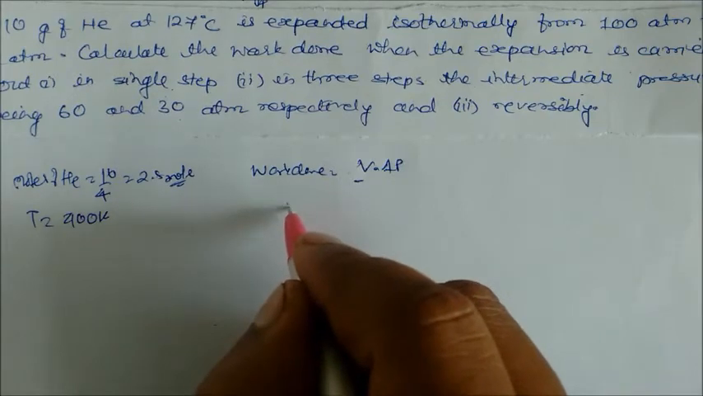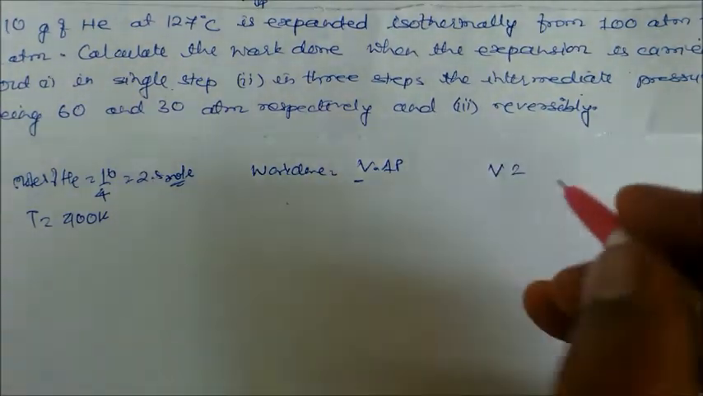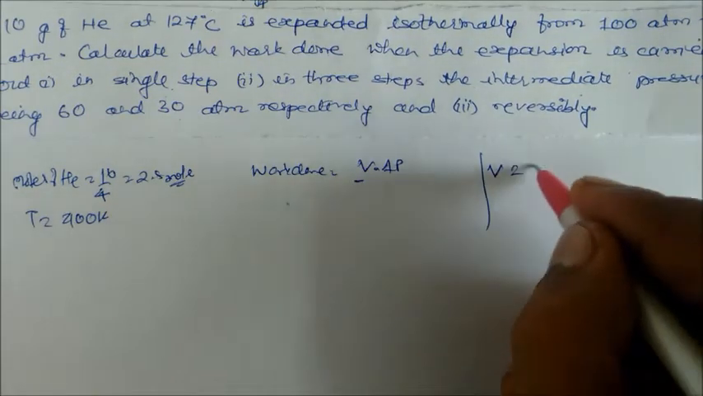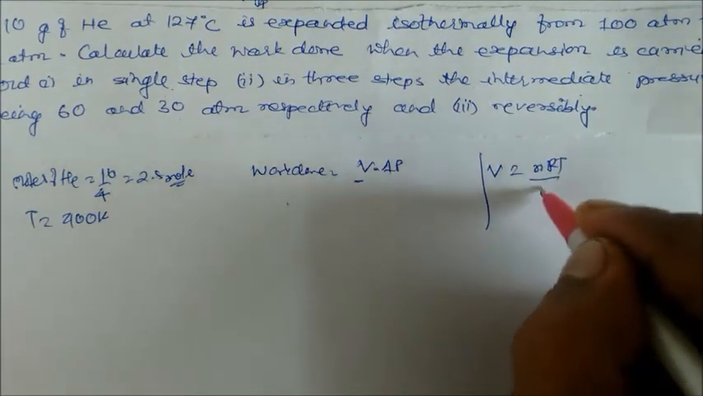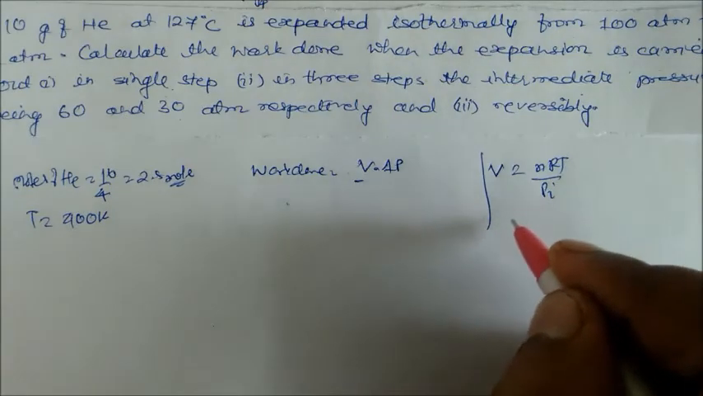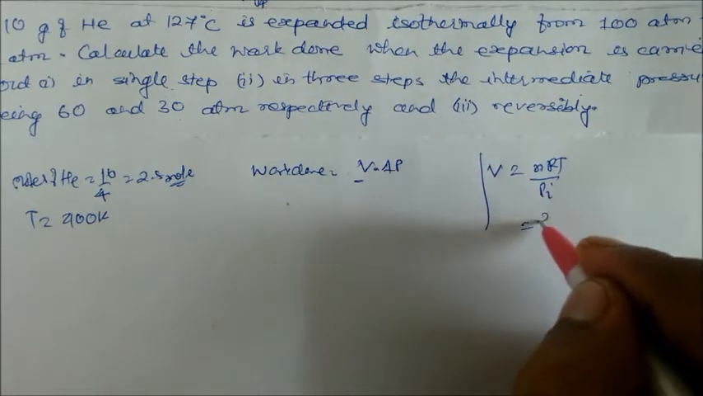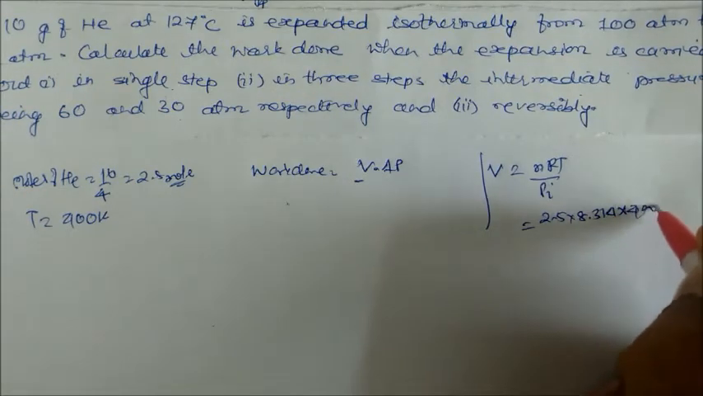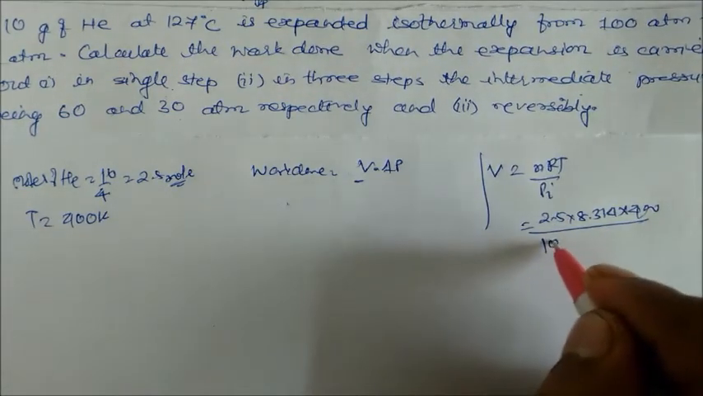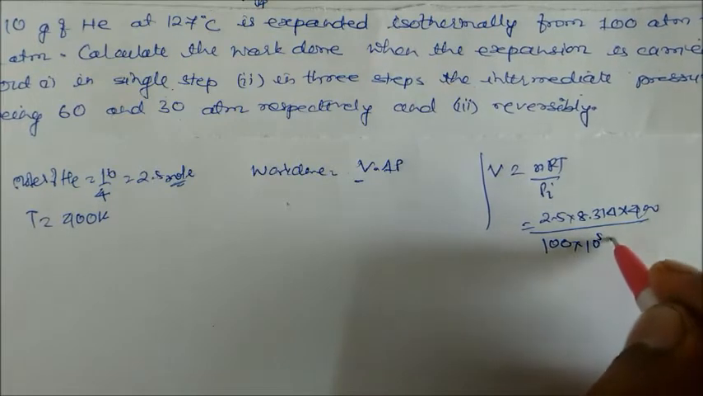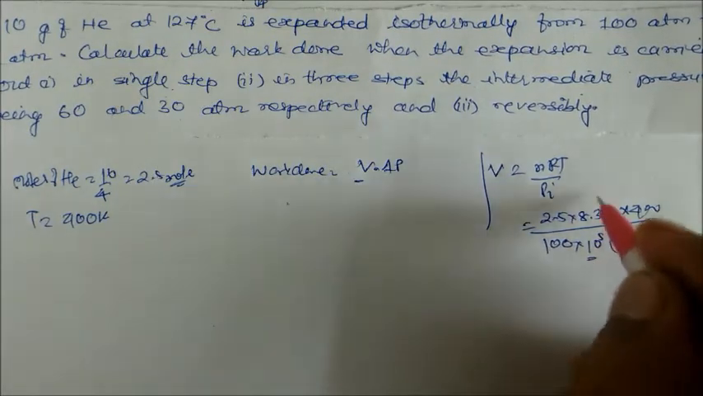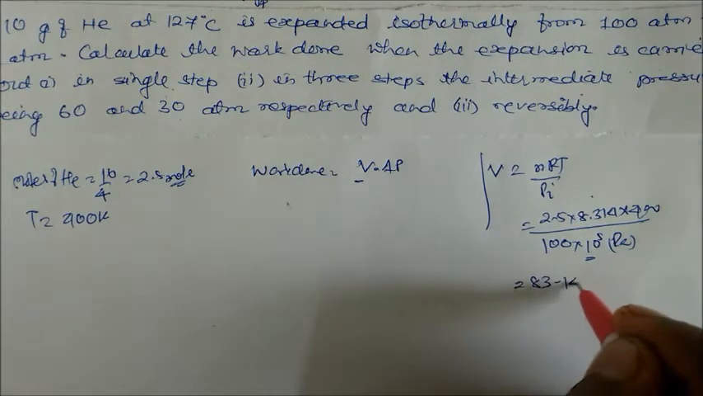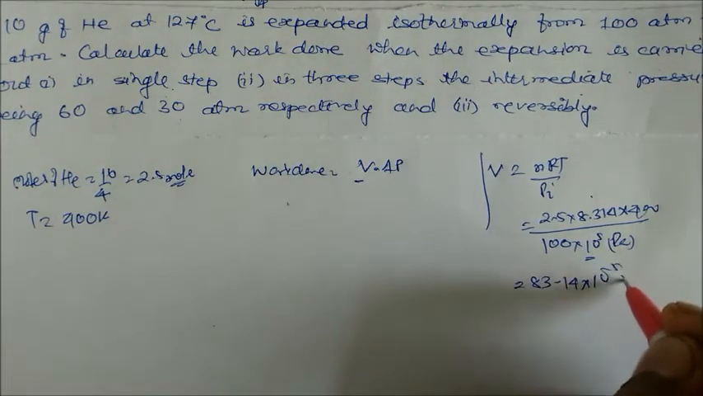So the volume of the gas is equal to nRT divided by the initial pressure P. So here you will get the volume. On solving, 2.5 into 8.314 multiplied by 400 and divided by 100 into 10 to the power 5 Pascal, because if you take Pascal then you use this value of R. So here you will get the volume, that is 83.14 into 10 to the power minus 5 meter cube.